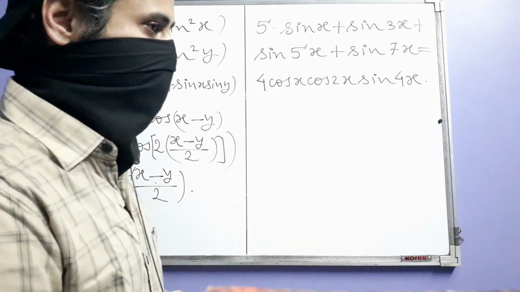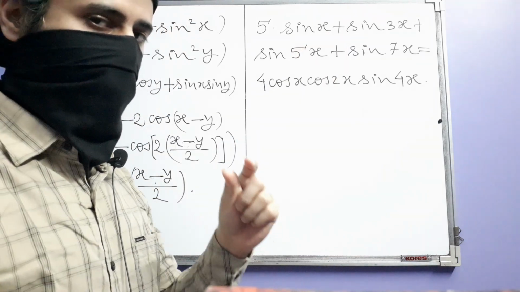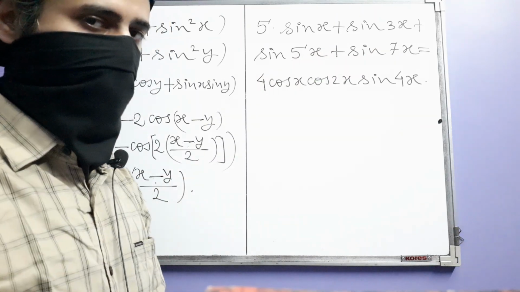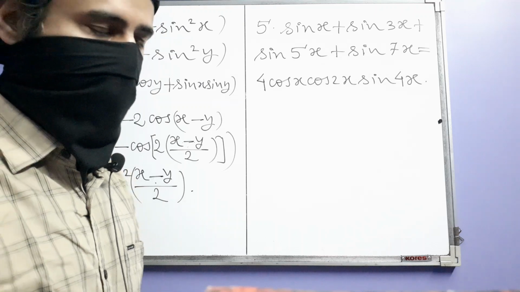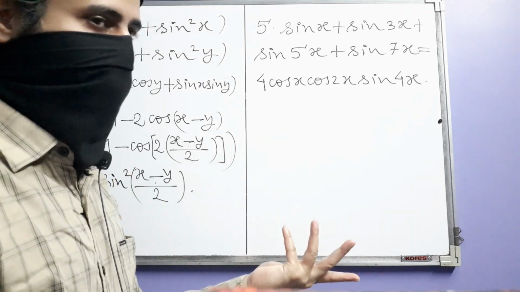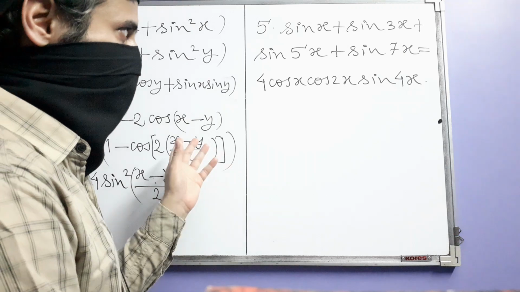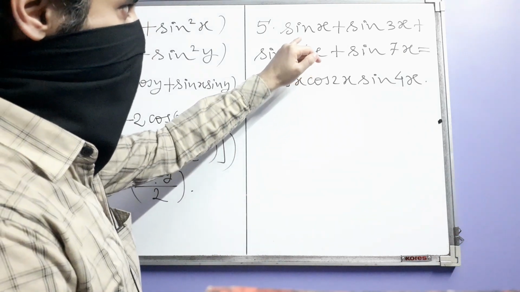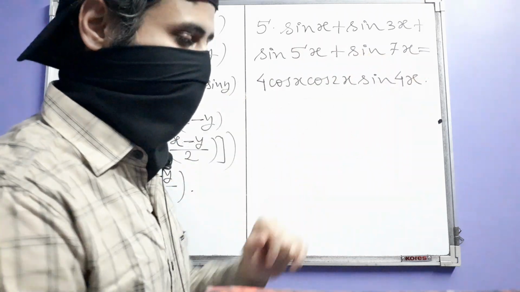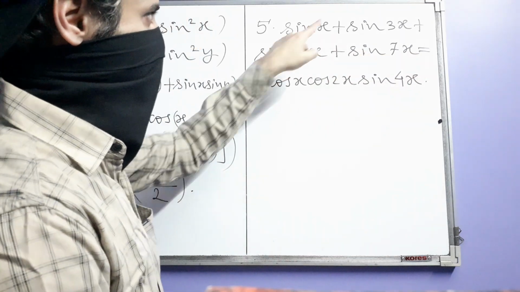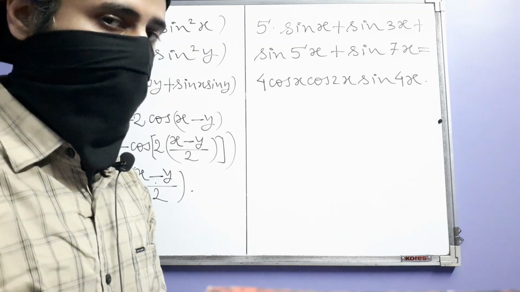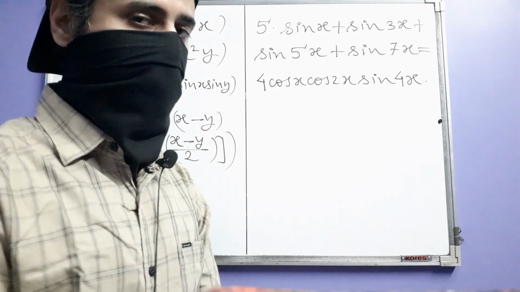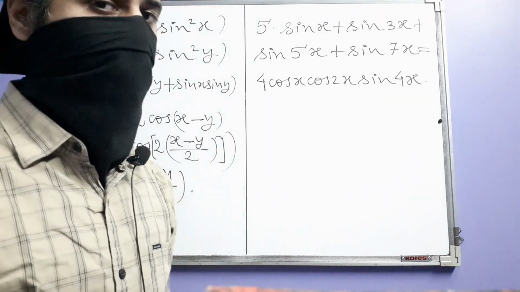x plus 3x is 4x. 4x divided by 2 is 2x. 5 plus 7 is 12, 12 divided by 2 is 6. 6x and 2x are not the same thing. So, if you think like this, you will quickly realize that it's beneficial to consider sin x and sin 7x together, and sin 3x and sin 5x together. Why? Because 7 plus 1 is 8 and 5 plus 3 is also 8. So, that will give us a common term.